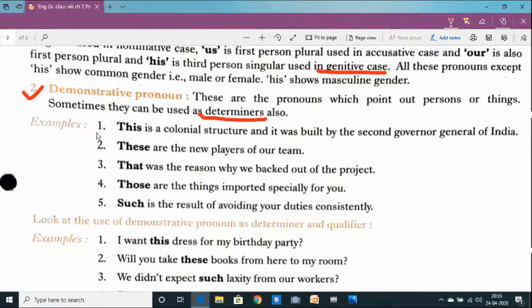Now the examples. This is the colonial structure and it was built by the second Governor General of India. Sentence 2, these are the new players of our team. In the first sentence, this is singular and these are plural. In the third sentence, that was the reason why we backed out of the project. Those are the things imported especially for you. Again see, that is singular and those are plural.